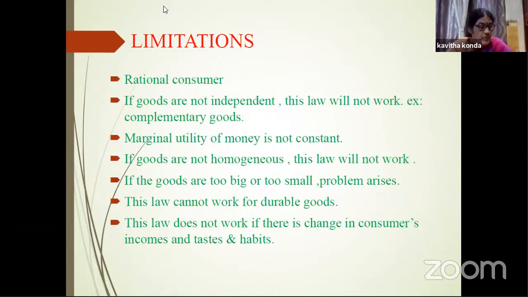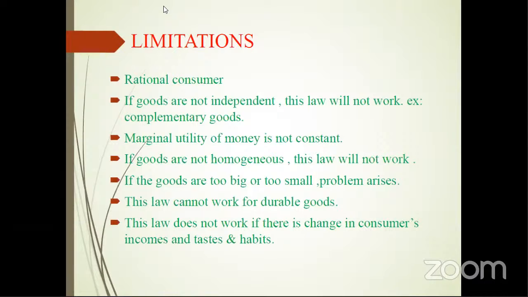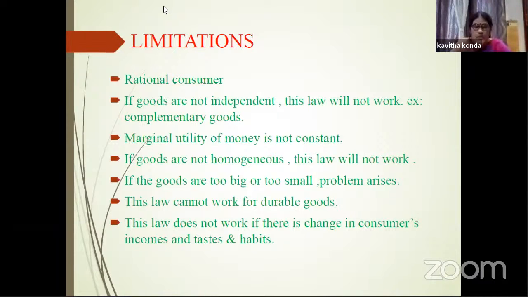So, good morning, students. In a previous class, we discussed the theories of consumer behavior, and we are continuing the same topic here. Yesterday, we discussed the law of diminishing marginal utility, which was given by H.H. Gossen, but it was popularized by Alfred Marshall. To prove his theory, he gave some assumptions here.